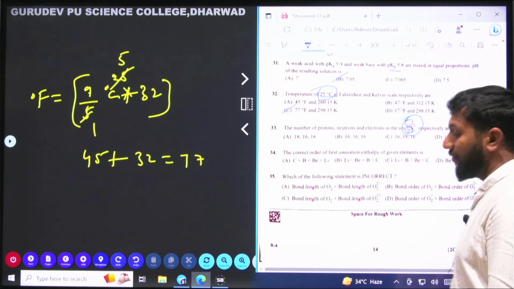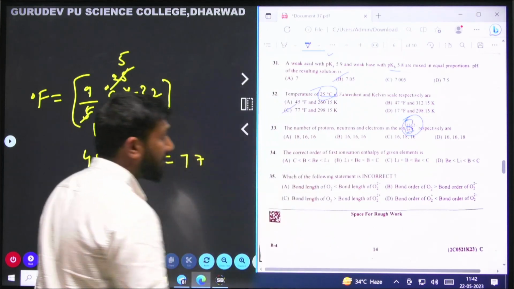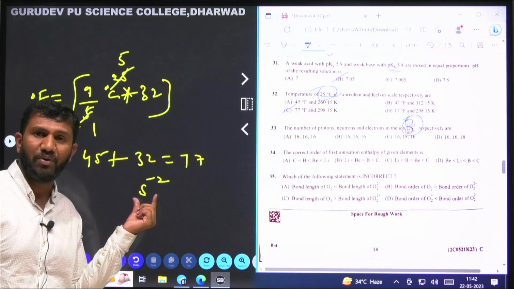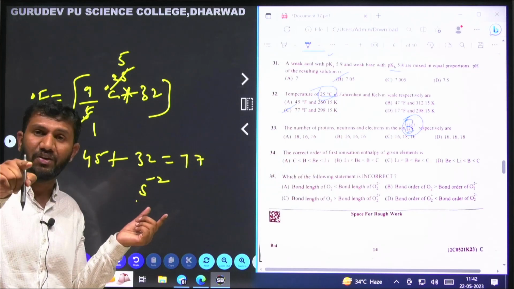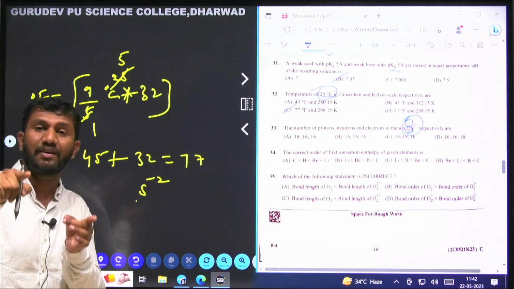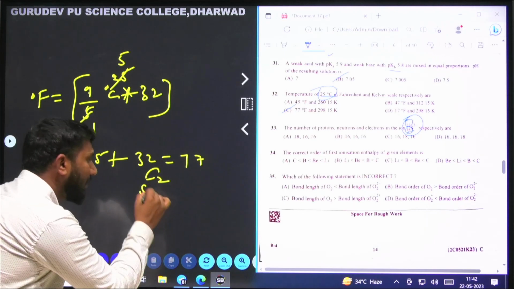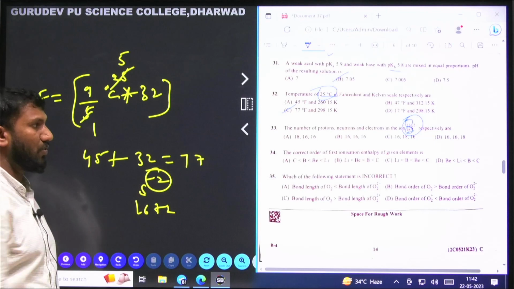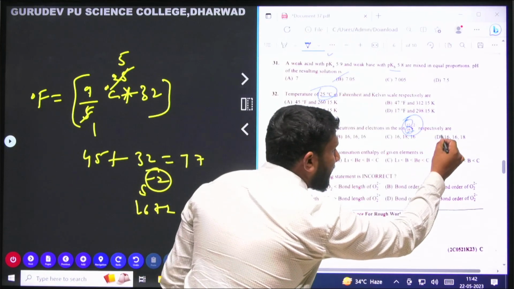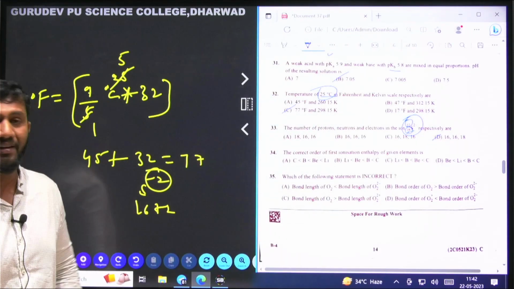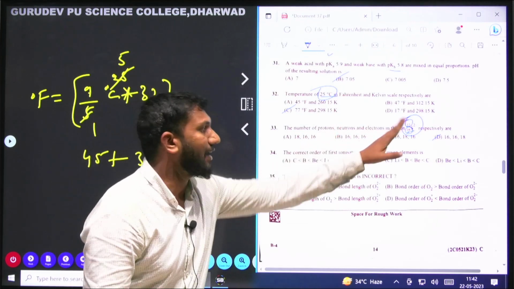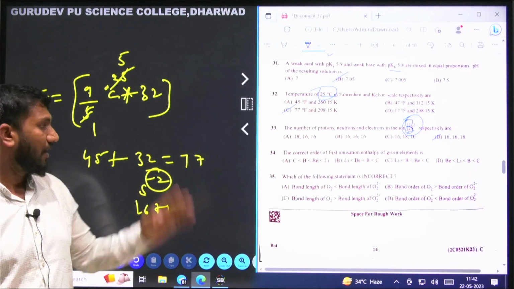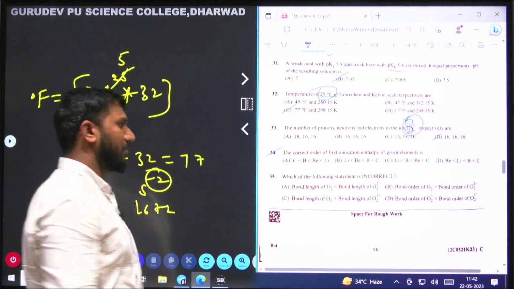And sulfur is present in the -2 state. If sulfur is in a neutral state, atomic number is equal to proton number is equal to electron number, but here sulfur has 2 extra electrons, so 16 plus 2 is equal to 18. The answer is 16, 16, 18, because proton, neutron and electrons are respectively 16, 16 and 18. Next I will move on to question number 34.